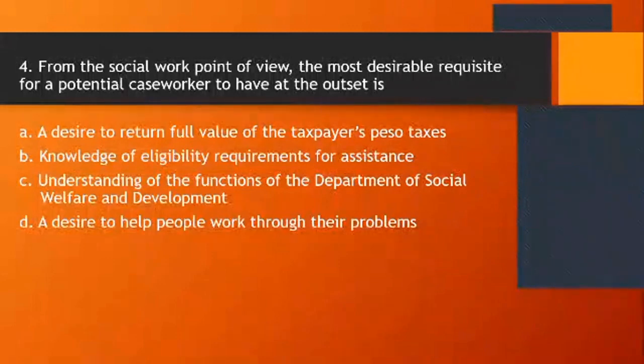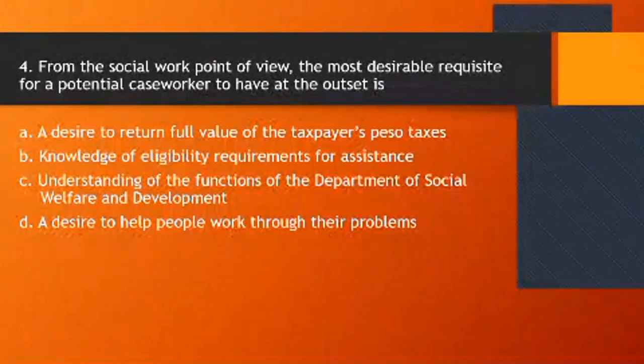Tama po ba? Letter B, knowledge of eligibility requirements for assistance. Pwede siya. Letter D, a desire to help people work through their problems. Tama din naman po siya. But ang tinatanong kasi, ang question kasi is more on nakafocus doon sa philosophical base. Yung ating philosophy. Pag sinasabi nating philosophy, this is the justification of why we practice. So, in other words, it is the motivation of why we practice social work.